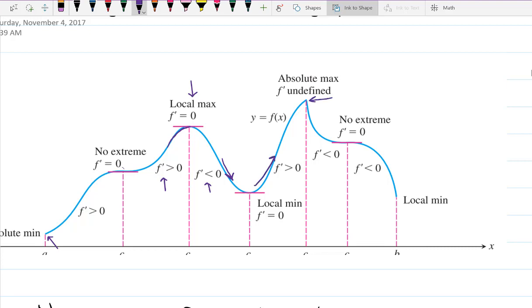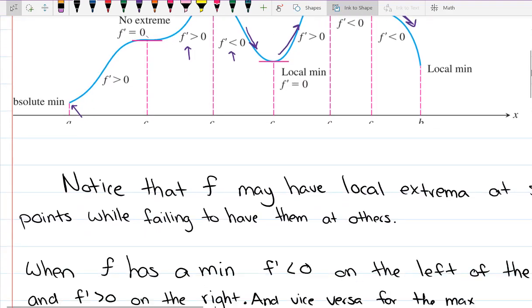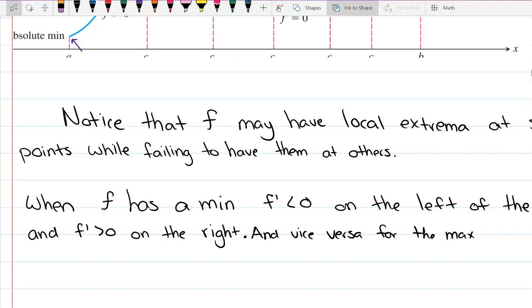Notice here that the derivative is undefined. However, same thing. The derivative over here is positive and the derivative over here is negative. Here we have no extreme because the derivative is negative and the derivative continues to be negative. So this is a very good example of why critical points exist and where the critical points actually give you max or mins. So I'm going to go into some rules for the first derivative test.